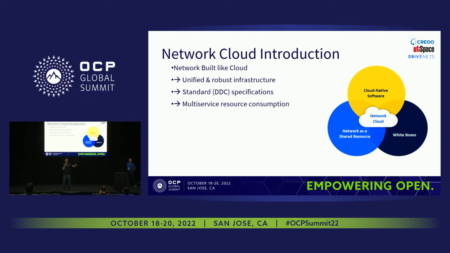And all of this was then contributed. These definitions came from AT&T with Eufy Space and Drivenets, and were made into a contribution into the OCP. So that's what's known as a DDC. Yesterday on stage we introduced DDC version 2. Okay, so there's already a version 2 of this spec.